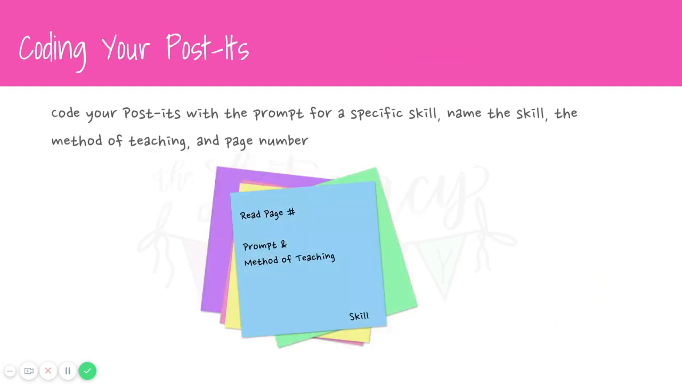Okay, so you have a pretty good idea what you'll be modeling and assessing in your text. Now, here is an easy way to code your post-its to make your read aloud run smoothly and also so you can use it again in the future. At the top, you can write your page number where you will place this post-it in your text. Then you will write the prompt, followed by the method of teaching. And down at the bottom, you'll write the specific reading skill the post-it addresses.